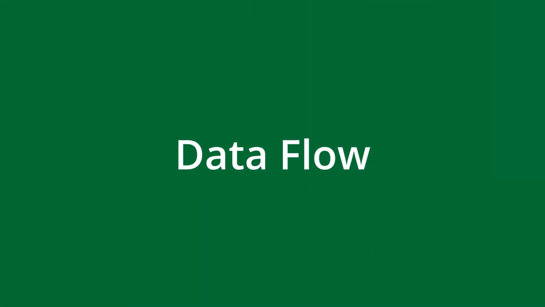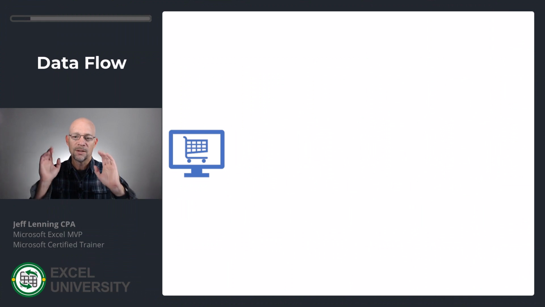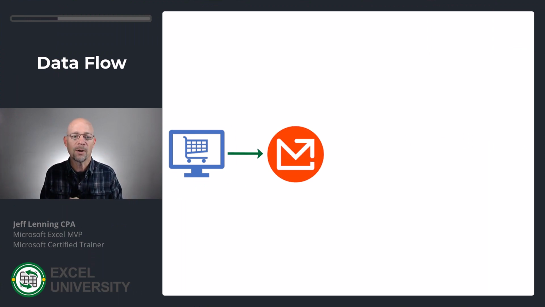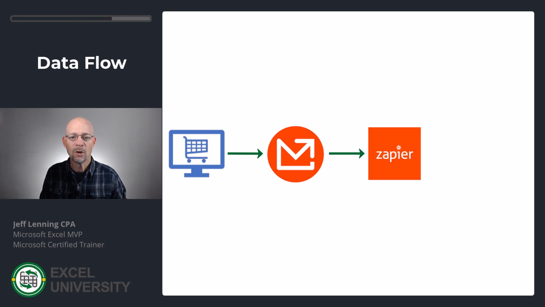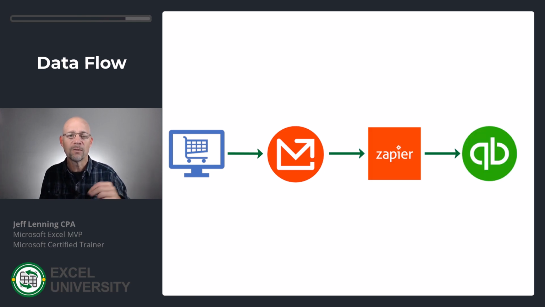So what we would do is we would set up our e-commerce system to send a copy of all purchase confirmations directly to the Mailparser inbox. Mailparser does its thing, it brings up these values, and then the next step is to send this over to Zapier, which will then send this data over to QuickBooks or any other Zapier connected application. And what we'll do is we'll cover Zapier in the next video.